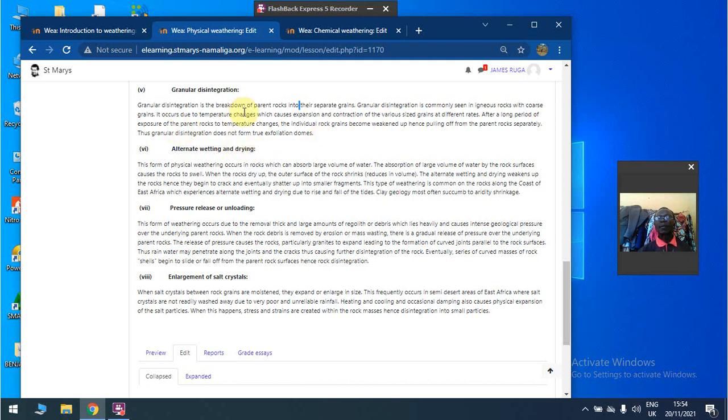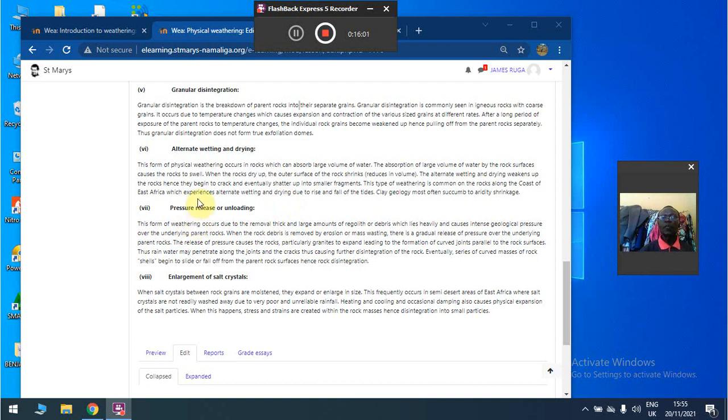Differences in temperatures bring about the expansion and the contraction of these grains. In other words, when there are high temperatures, the rock grains absorb this heat and expand. And when there are cold temperatures, the rock grains lose the heat and contract. So this antagonistic expansion and contraction of the rock grains due to temperature changes will weaken the rock grains, and eventually the rock grains will begin to pull off from the rock masses separately. This form of weathering produces very rough rock surfaces because of the pulling off of the rock grains. So it does not produce a true exfoliation dome, but rather you see rock surfaces which are very rough with a lot of spots and holes from where the rock grains have pulled off from the rock masses.